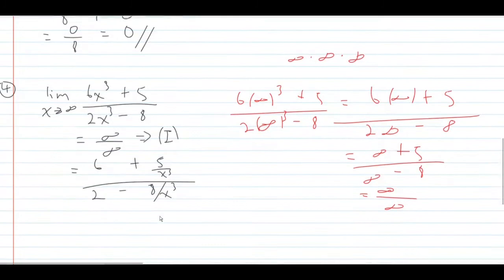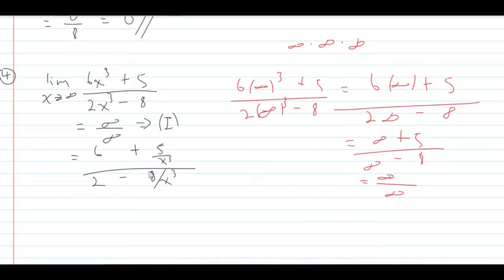these will be 0. If the 5 over x cubed will be 0 and 8 over x cubed will be 0, I will be left with 6 over 2. And 6 over 2 would just be 3, right? So the limit of my question would be 3. By the way, let me leave this as 6 over 2, and I have a reason why I'm leaving it as 6 over 2. I will explain it when I get back.